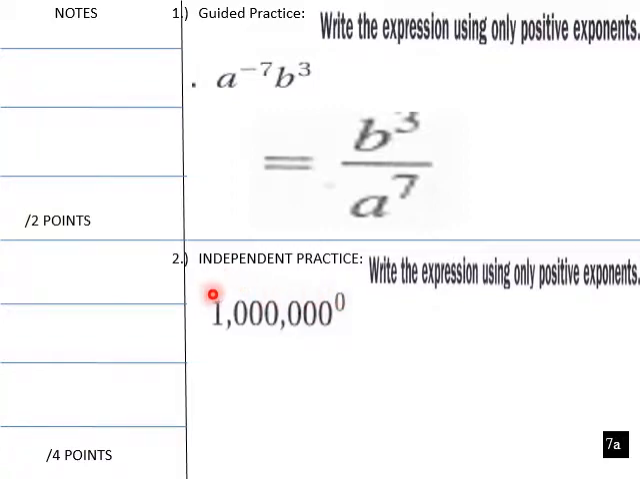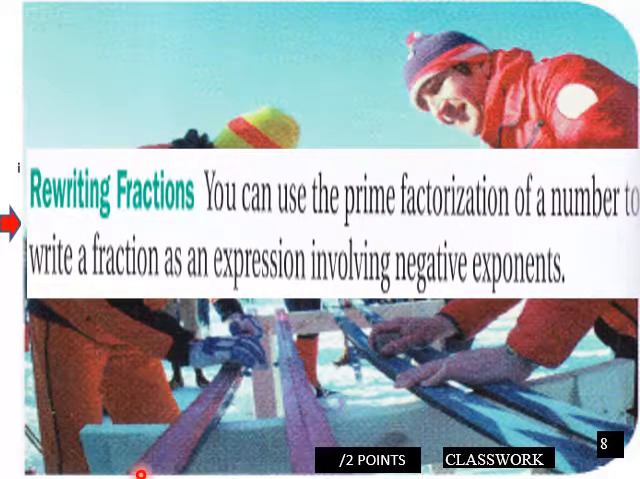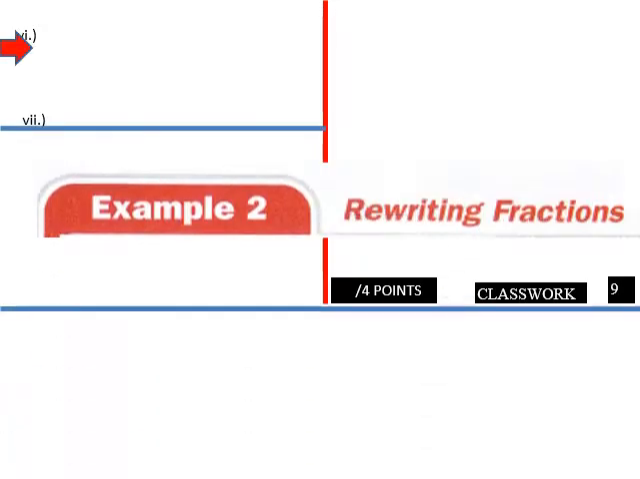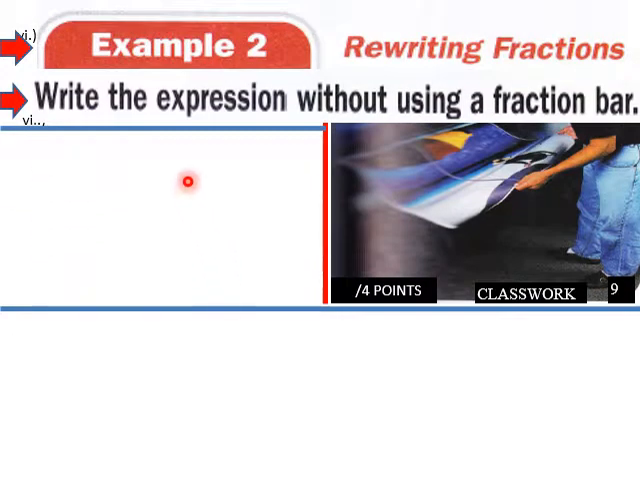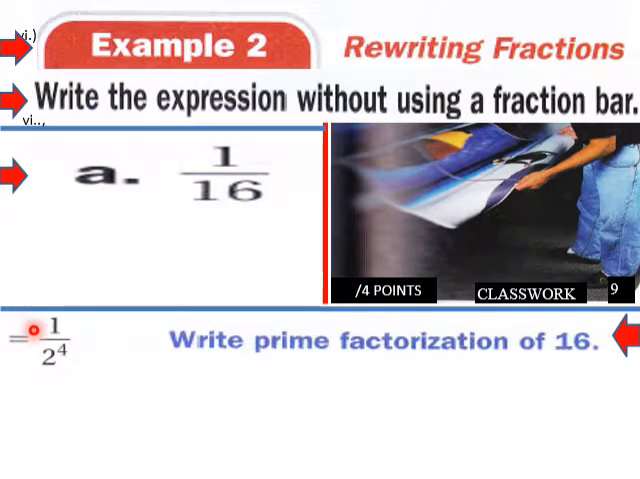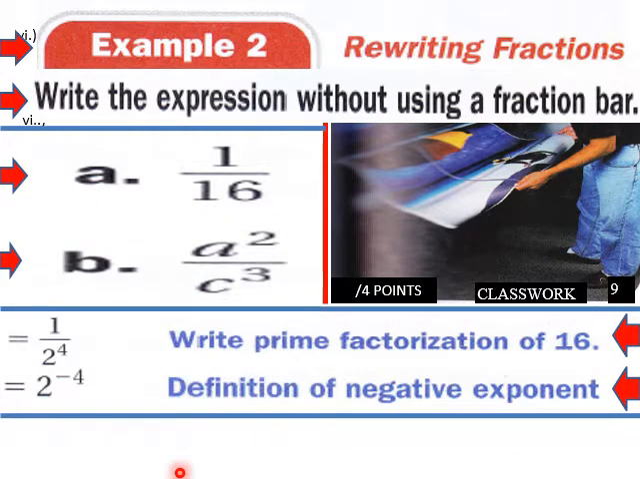This one, students, you're on your own. Rewriting fractions, you can use prime factorization of a number to write a fraction as an expression involving negative exponents. So for example, example 2, write the expression without using a fraction bar. We have this here, so how could we write that? Write the prime factorization of 16 as 2 to the 4th, and then we could flip it up, and without the fraction bar it just becomes 2 to the negative 4th power.